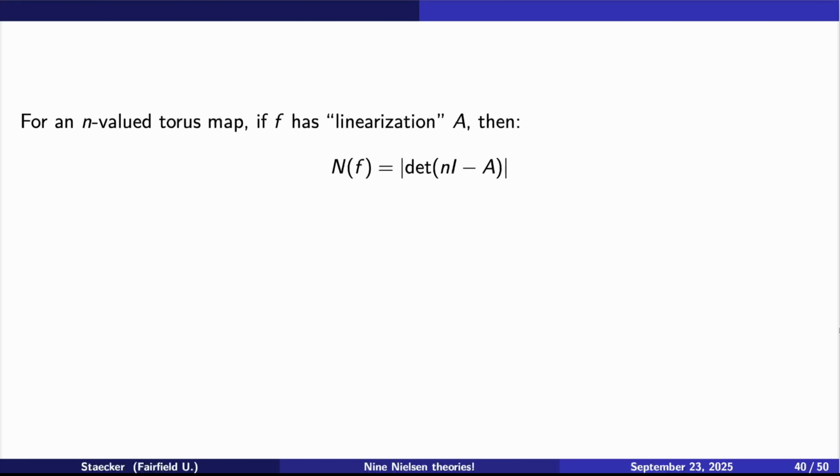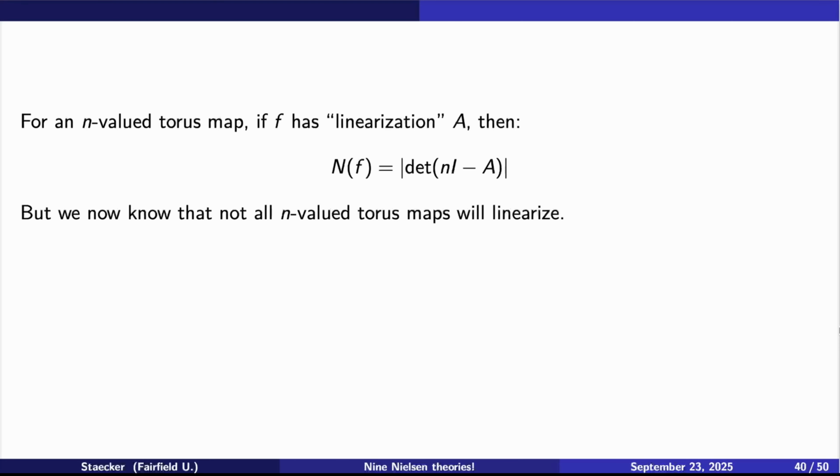So if your n-valued map F has a linearization, then it has this formula. Although we have learned that not all n-valued maps on a torus have this kind of nice linear version, because there are strange things that you can do if you have n values. So this is still not entirely understood.